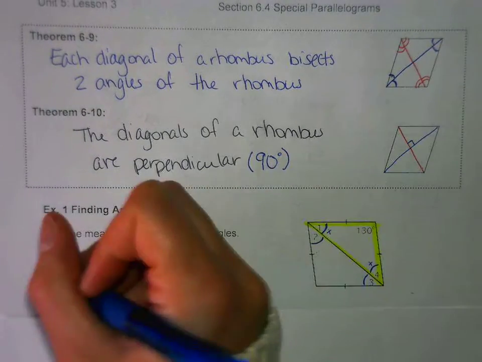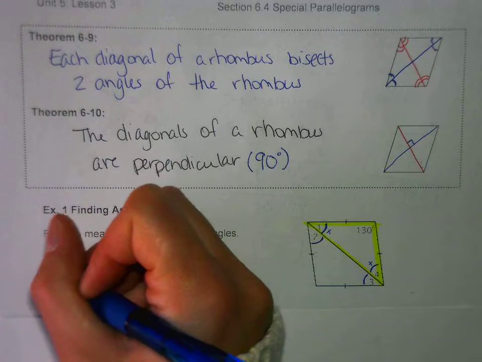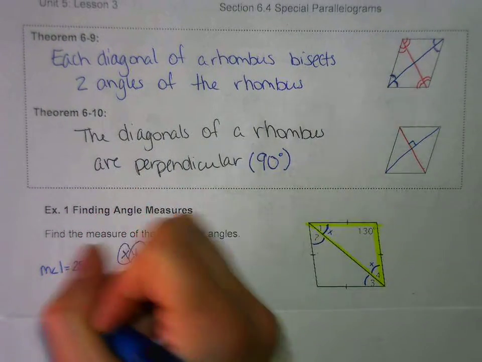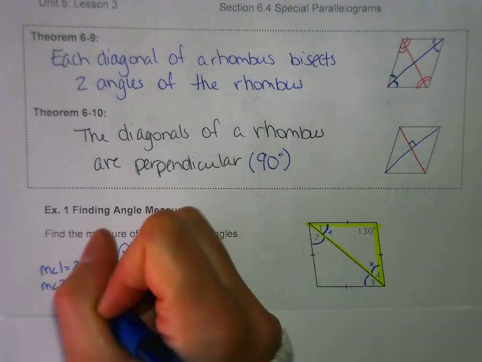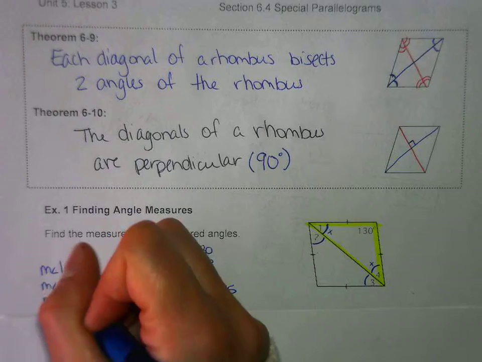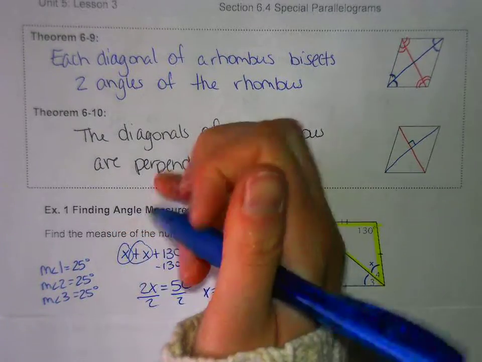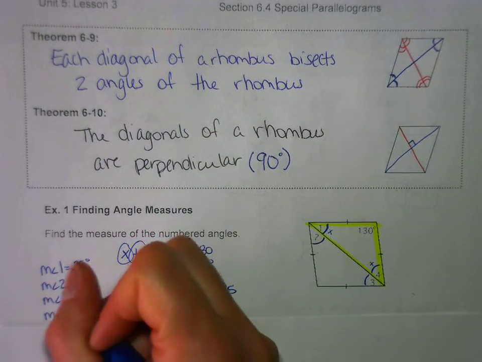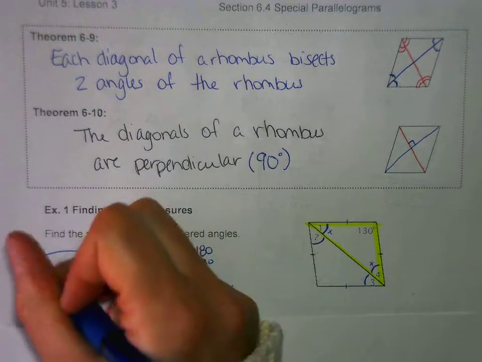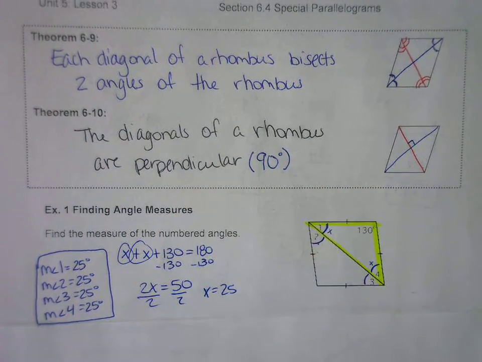So that means the measure of angle 1 equals 25 degrees. The measure of angle 2 also equals 25 degrees. The measure of angle 3 is 25 degrees. And the measure of angle 4 is also 25 degrees. So all four angles are congruent to each other.